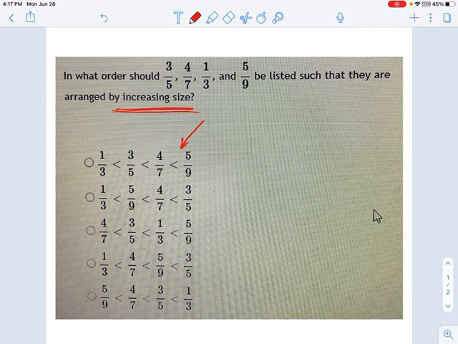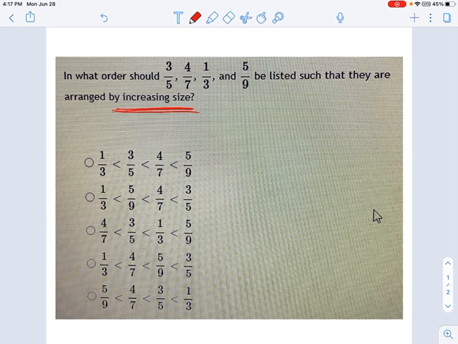Sometimes, see these symbols in here? Sometimes it's a less than symbol. Sometimes it's a greater than symbol. So you just have to be careful to pay attention to the details of the problem and what it's asking for. Now, we know this is increasing size, so we can just start digging into it.